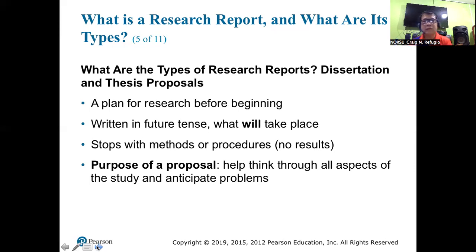What are the types of research reports? Dissertation and thesis proposals. As a continuation, a proposal is a plan for research before beginning, written in future tense, describing what will take place. It stops with methods or procedures, with no results yet. The purpose of a proposal is to help think through all aspects of the study and anticipate the problems.